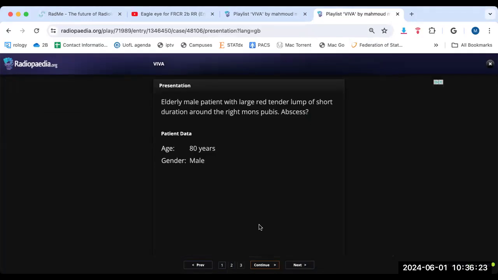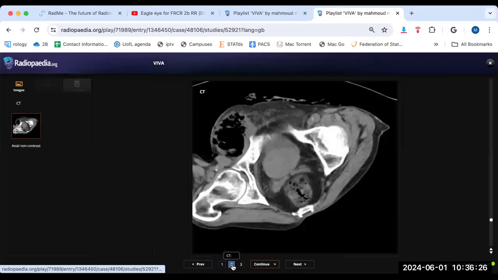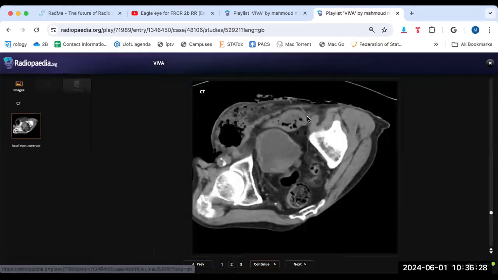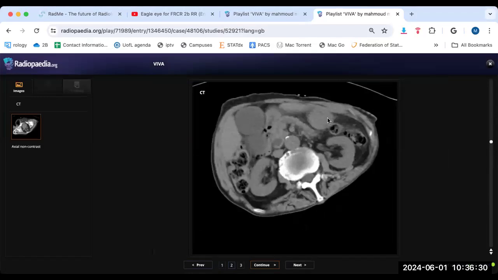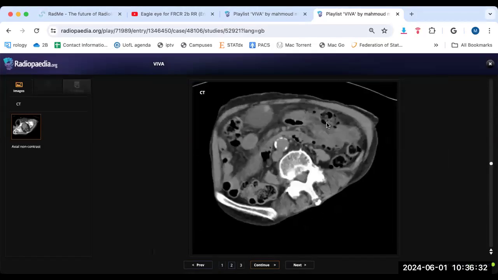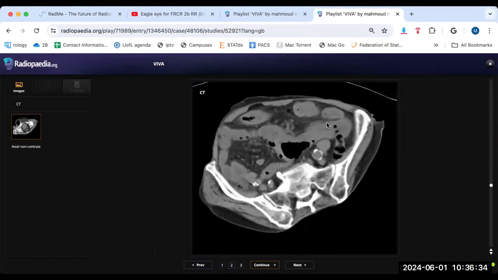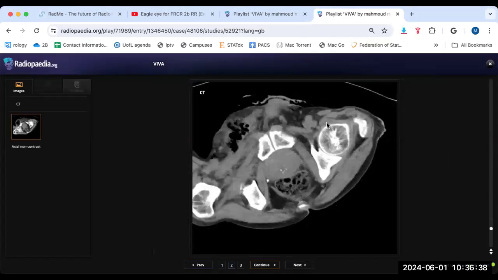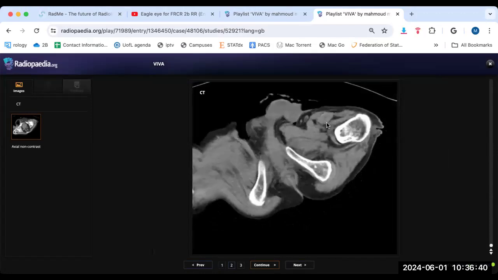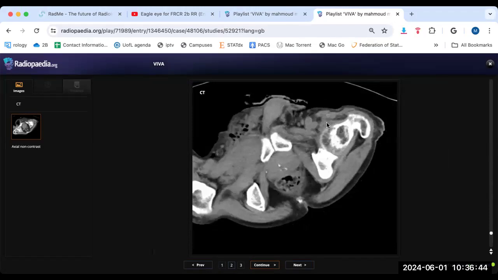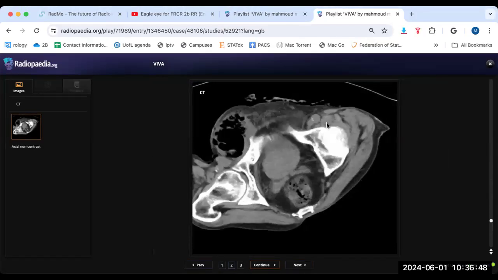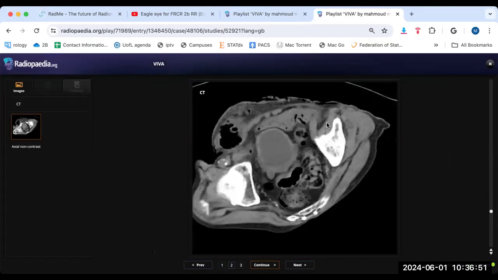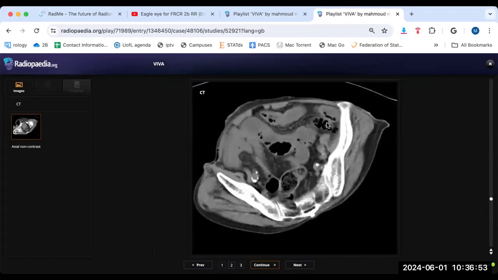Okay, we have another patient here. This is a CT abdomen. Can you take the control again? Yeah. So this is a CT abdomen for an elderly male patient. I'm scrolling down. Yes, this is the end of the study. So I will scroll up through this study.